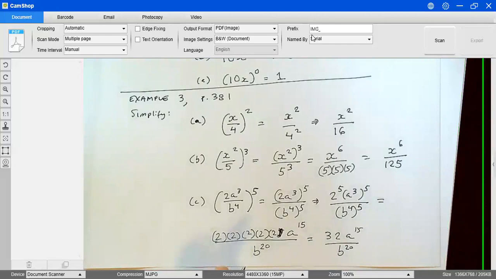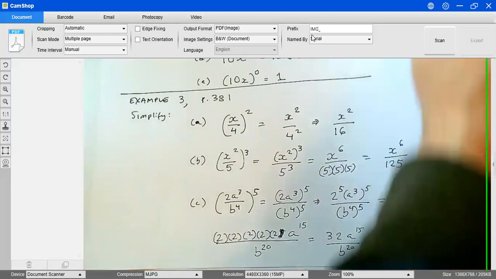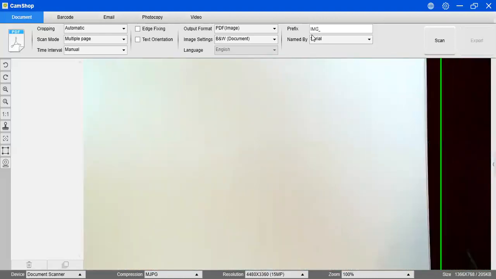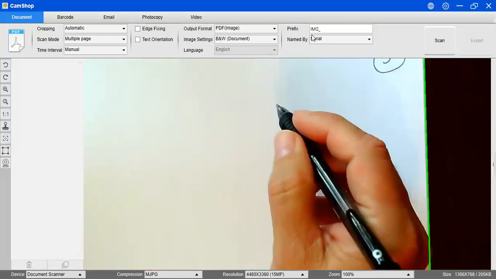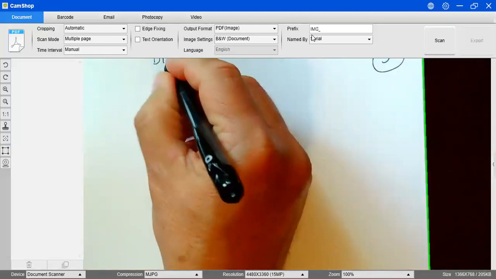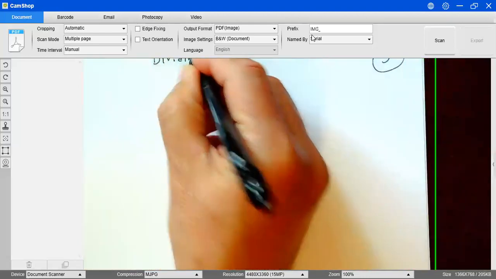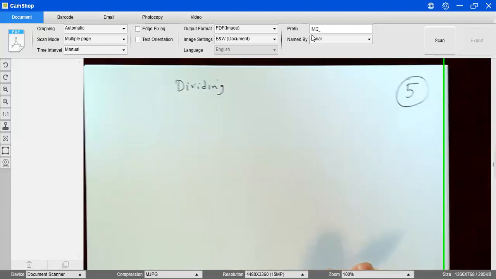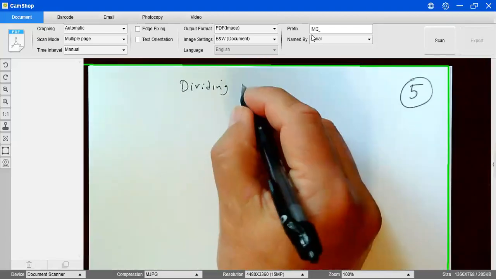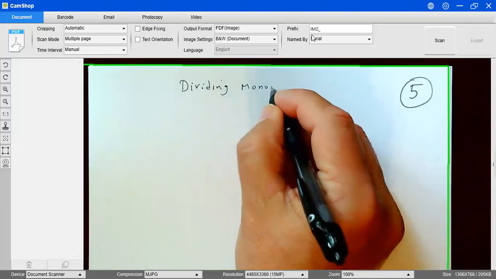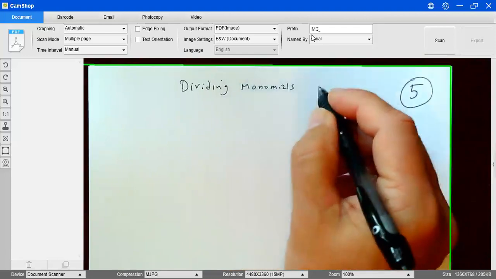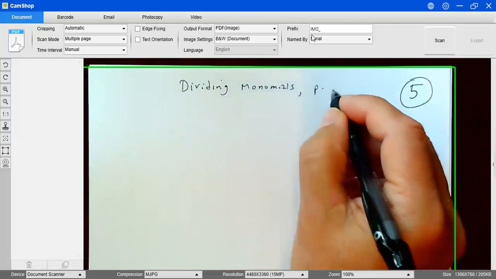So now we're gonna start doing the actual division of polynomials. So we're gonna start the subsection dividing monomials. So we're going to start first with monomials as we did with the multiplication.